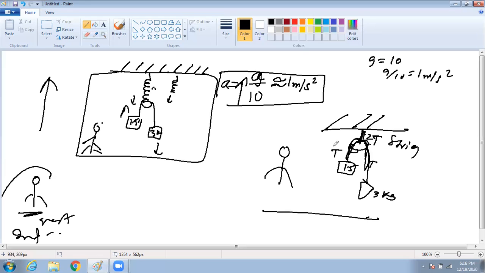Obviously this is coming down, whether here or here, both, because 3 kg will come down and 1.5 kg will move up. And tension will act here, tension will act here. Yes or no? Yes, sir. Then you know very well that we have to apply pseudo force. That means pseudo force will act like this, Fp here. Here also it will act Fp.